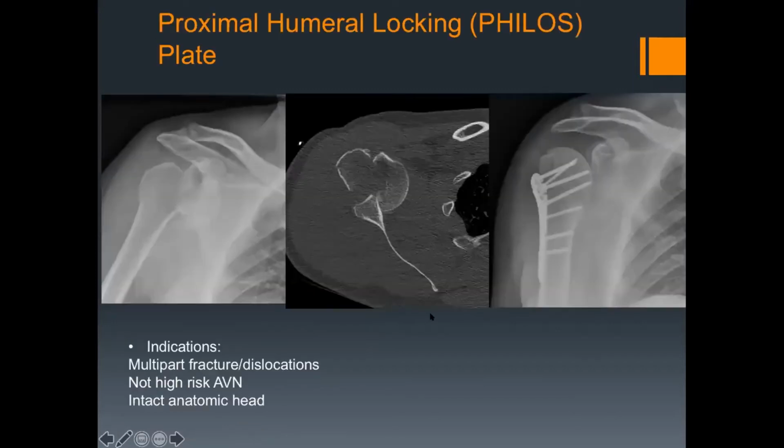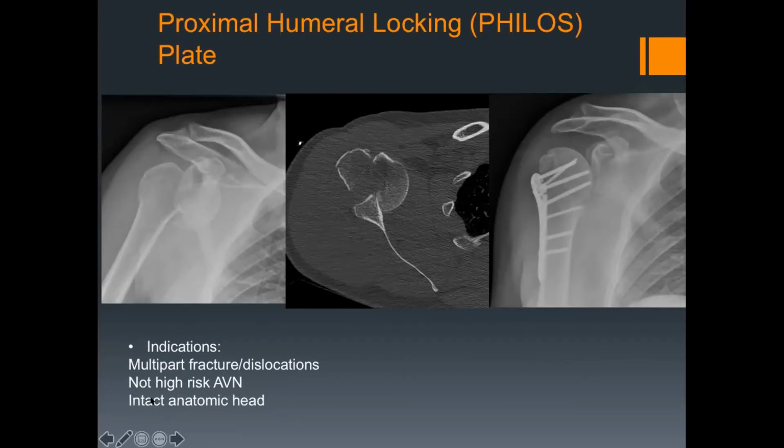So this is an example of a proximal humeral locking plate, or otherwise known as the Philos system. And the indications for this really are multi-part fractures or fracture dislocations, but where there's not a substantially significant risk of avascular necrosis. And often the humeral head needs to be intact when you employ this method.